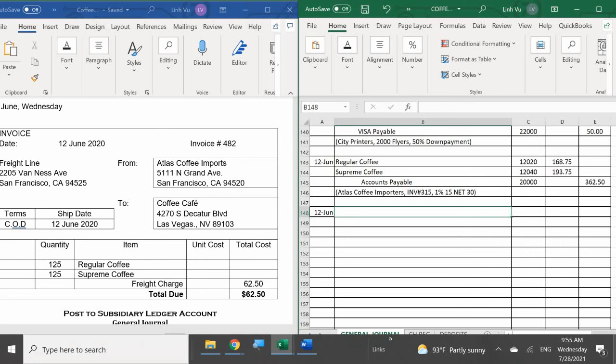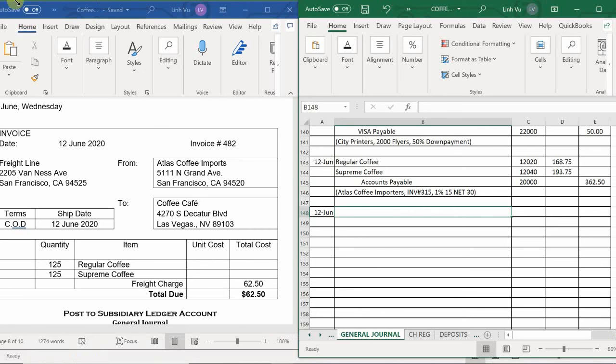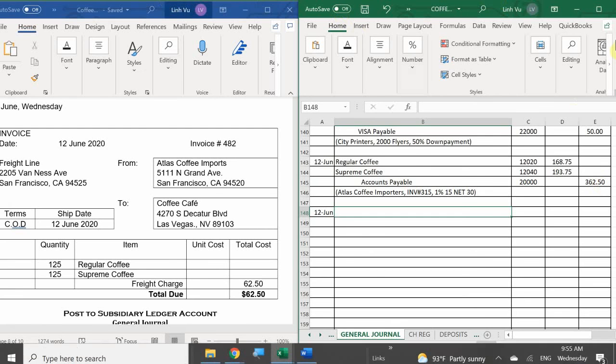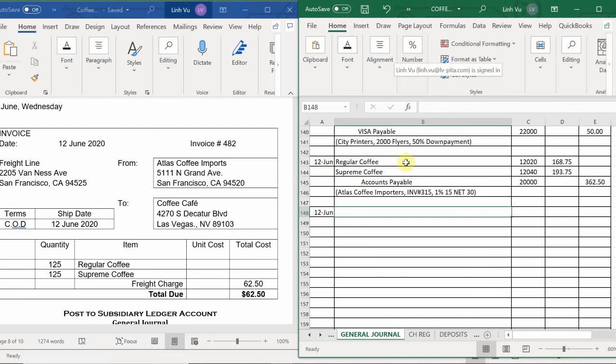We need to build it into the cost of the items. Good. And how do we do that? By debiting the accounts for the freight cost. Okay, so which accounts? The regular coffee and Supreme. Excellent, right? Because here we remember, in chapter 7, perpetual inventory, everything's going to go into inventory. So that means if there's extra cost, straight into inventory.